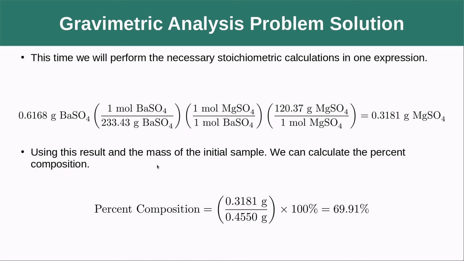Using this result and the mass of the initial sample, we can calculate the percent composition. So we know that 0.3181 grams of the original sample was magnesium sulfate, but it was a 0.4550 gram sample. Some of this was inert material, so we take this, we divide it by that, we multiply that by 100%, and we see that it was 69.91% magnesium sulfate.